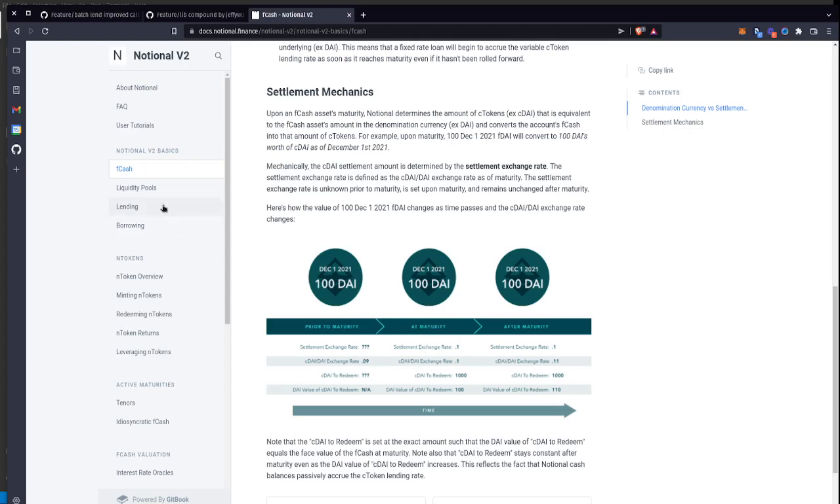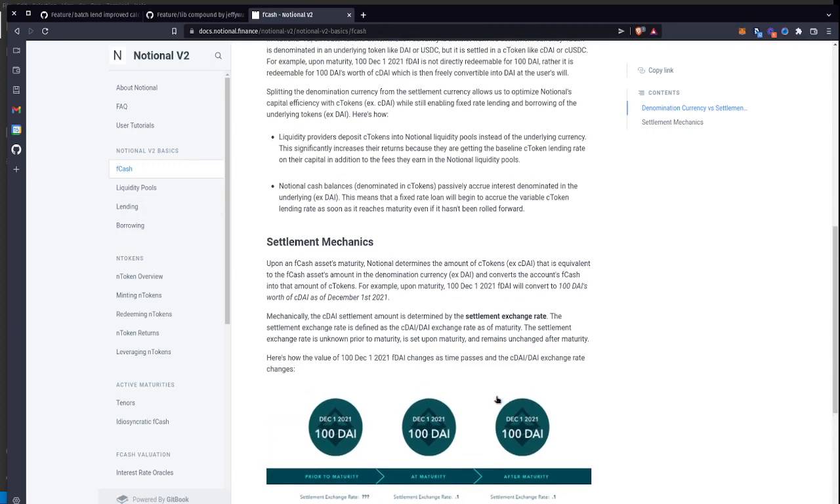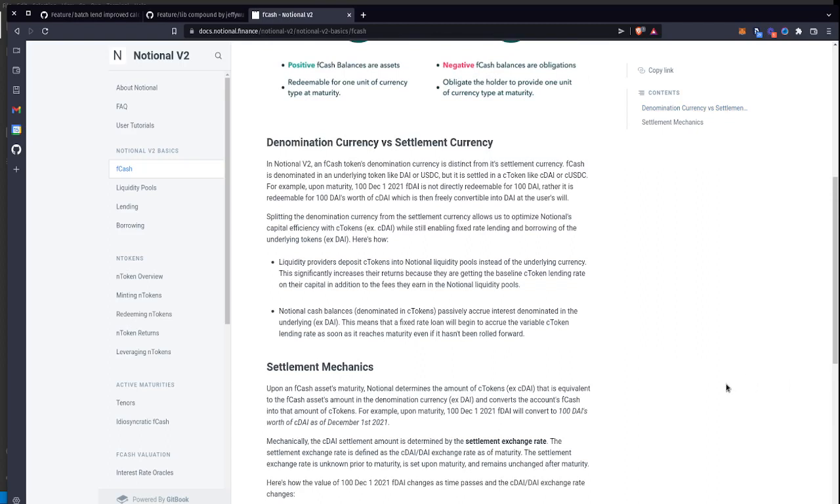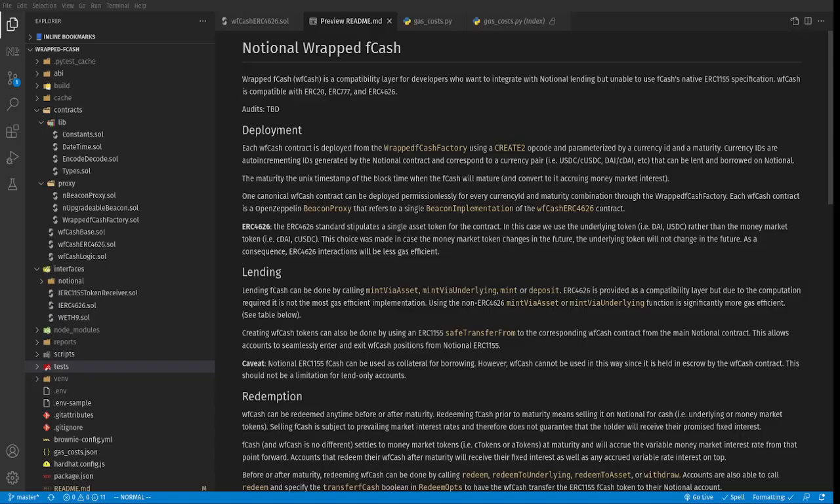So this fCash page is probably good to review and understand before you dive into the code, just to get a better understanding of fCash mechanics. Now we'll talk a little bit about how wrapped fCash works.